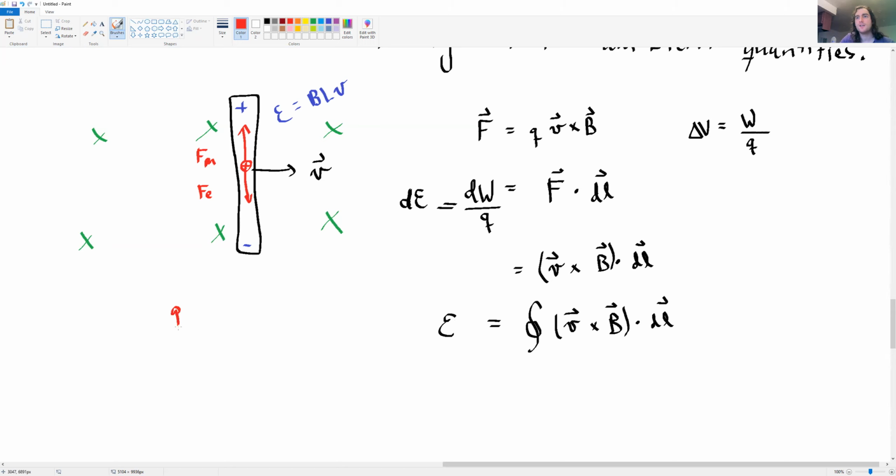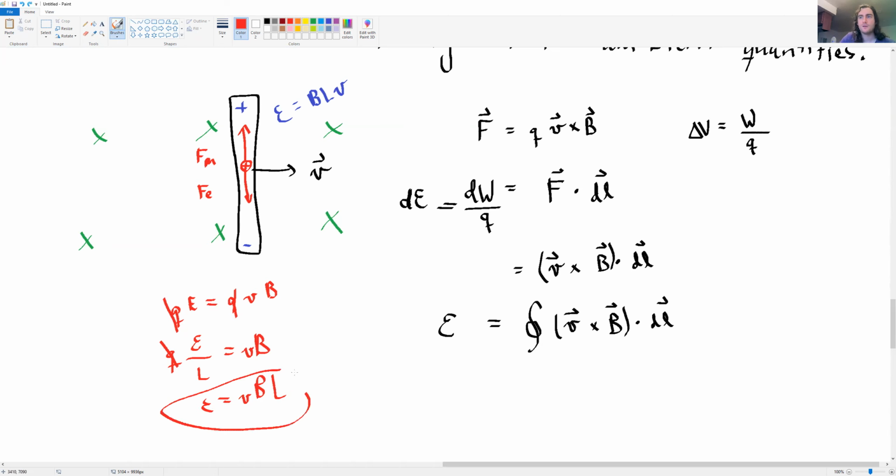And so that told us that QE was equal to QVB. And E we wrote as EMF over L. Cancel out the Q's, equals VB. And we end up with the expression EMF equals VBL, right? That's our motional EMF, or BLV, right? Whatever you can remember easier, BLV maybe, since we've been writing it more. But there you go, that's the idea right there, okay? So that's motional EMF in a nutshell right there. There's the general expression. Okay, let's go ahead and move on.